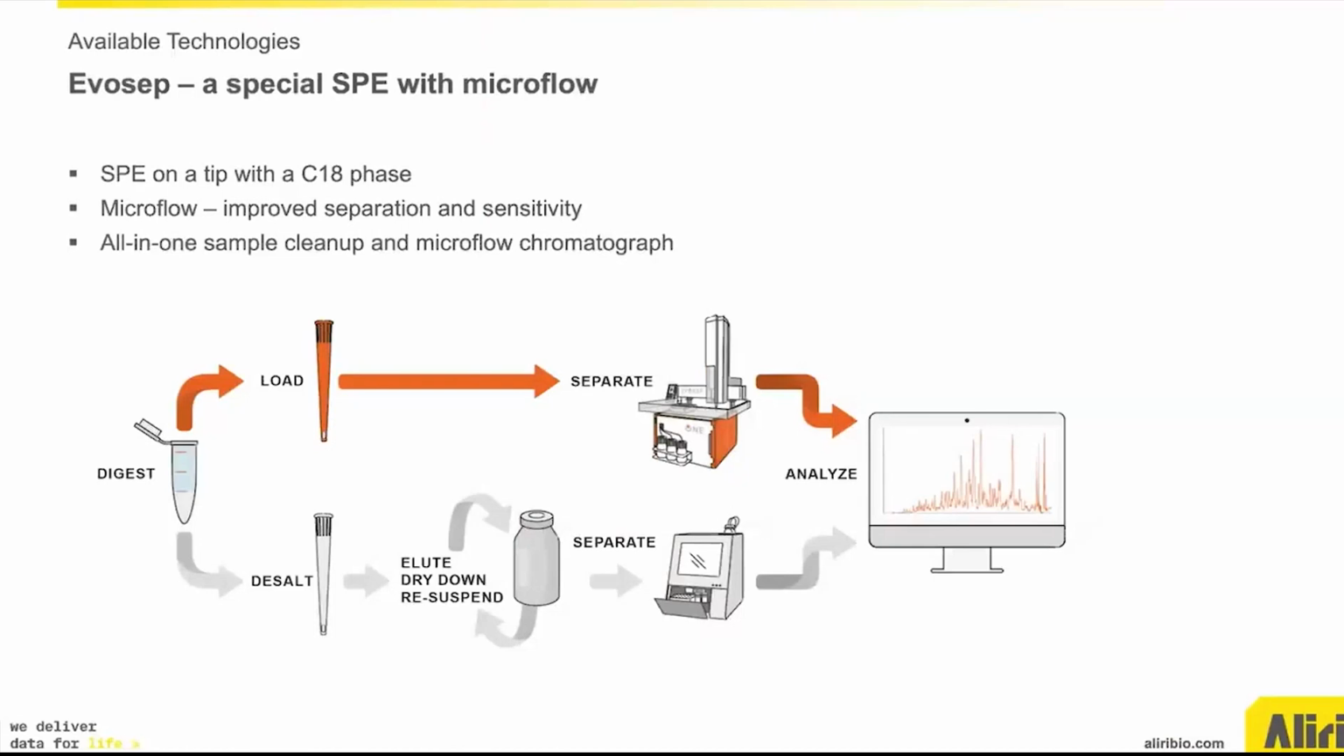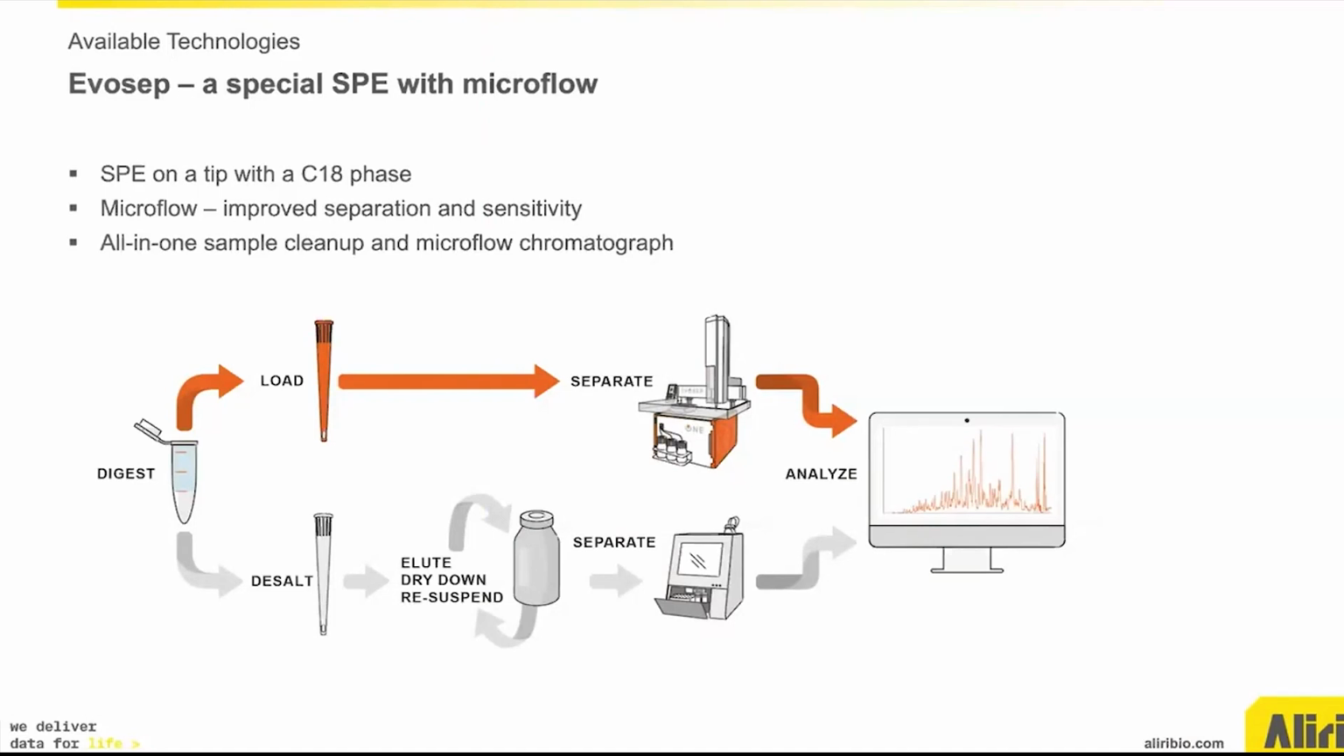One specific piece of equipment I would like to highlight is the EvoSep that we have here at the Colorado Springs site. This is a special solid phase extraction with microflow chromatography all built into one. So you essentially have an all-in-one sample cleanup with microflow chromatography. If you think of a traditional SPE, you elute the sample into a sample well and then inject a portion of that solution into a nominal flow or high flow, as I like to call it, chromatography system.